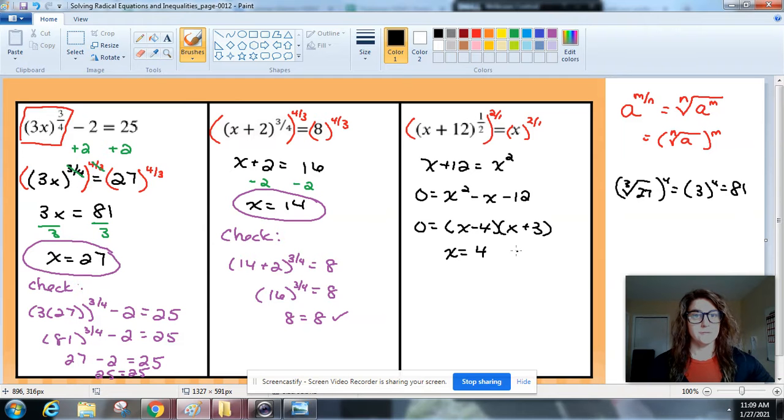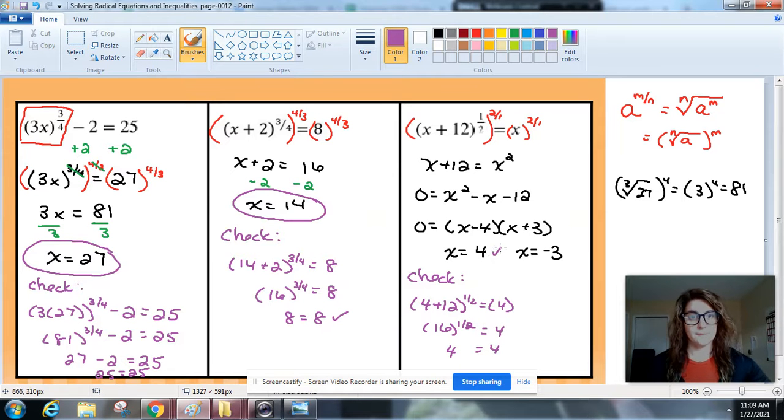So we have x equals 4, x equals -3, and we're going to check both of those. Okay, so the first check I'm going to do with x equals 4. So 4 plus 12 to the 1/2 has to equal 4. That's going to be the first thing I check. 4 plus 12 is 16. 16 to the 1/2 is 4. So that works because the right side was just 4. Definitely one of my solutions.